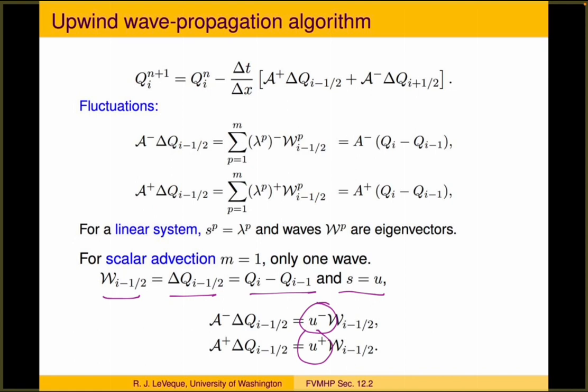If u is positive, then u minus is 0. If u is negative, then u plus is 0. So one of these fluctuations vanishes, and the only contribution to the cell average is coming from the side that's on the upwind side.